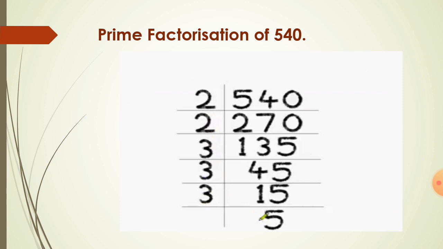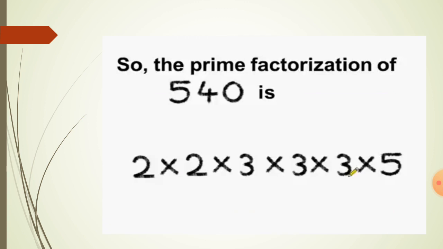Now we are going to start with the table of 3 because the last number is 5 and it is an odd number as well. 3 4s are 12. 1 carried to the 5, it will be 15. 3 5s are 15. 3 1s are 3. 3 5s are 15 and the last number is 5, which is a prime number and odd as well. So how will we represent it? The prime factorization of 540 is 2 into 2 into 3 into 3 into 3 and into 5. That is the prime factorization of 540.